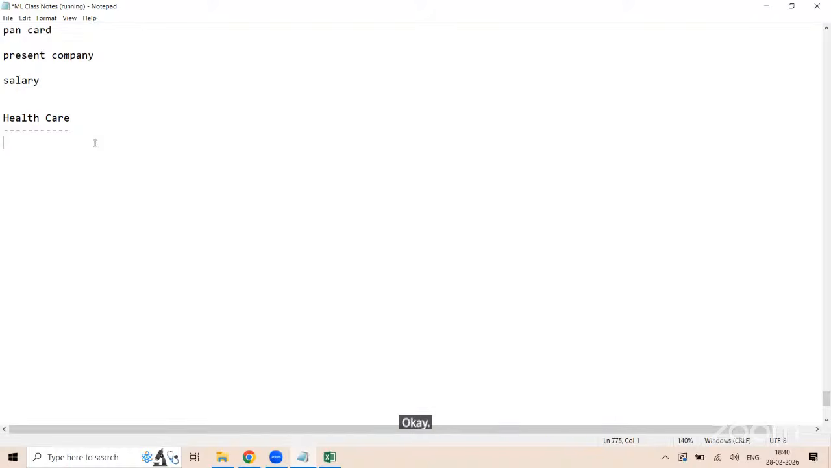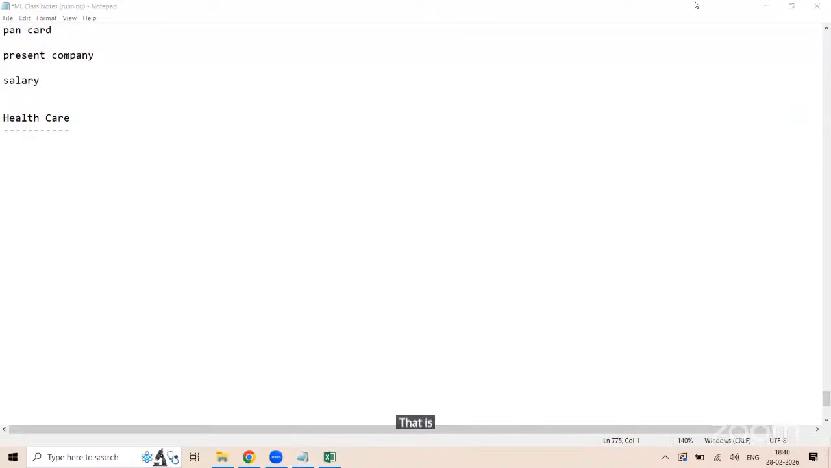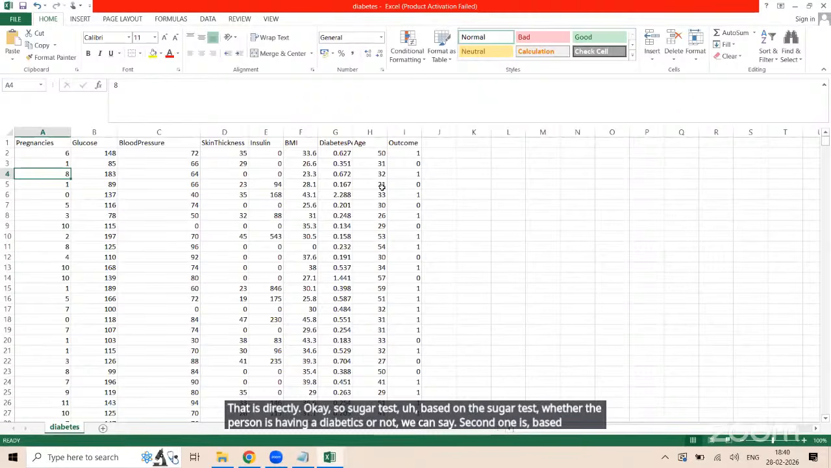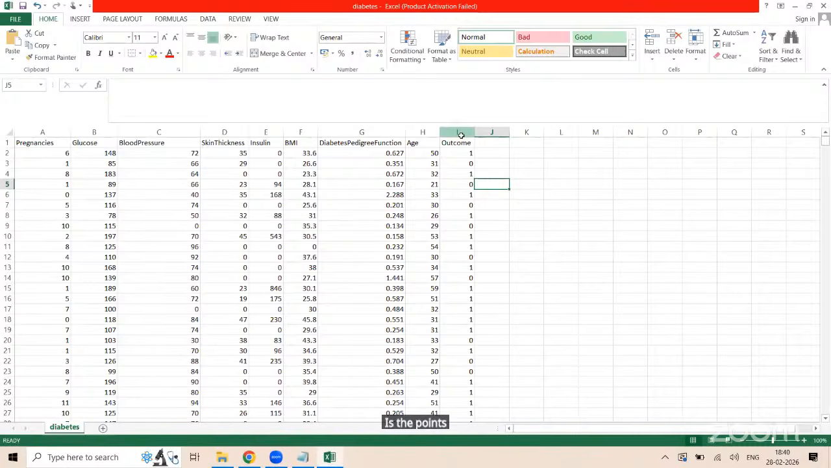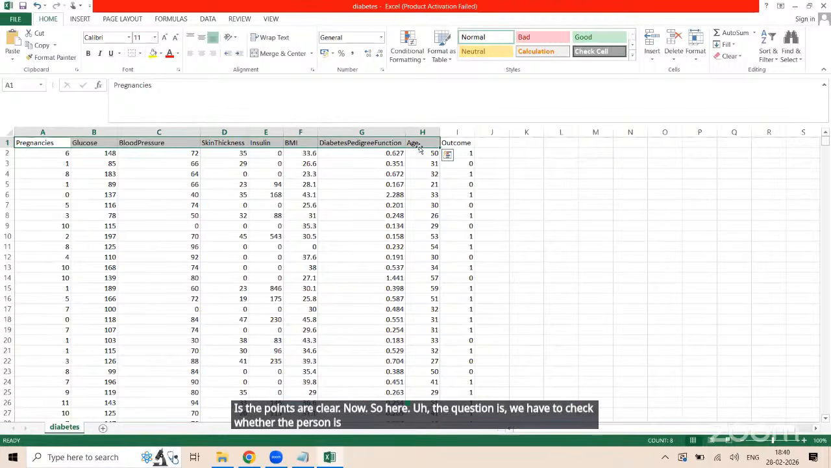One of the students might ask like this: the sugar test will tell whether diabetes is there or not. That is direct. Based on the sugar test, we can say whether the person is having diabetes or not. Second, based on the other parameters, based on multiple parameters, we can say whether the person is having diabetes or not. Yes or no? Are the points clear? So here, the question is, we have to check whether the person is having diabetes or not.